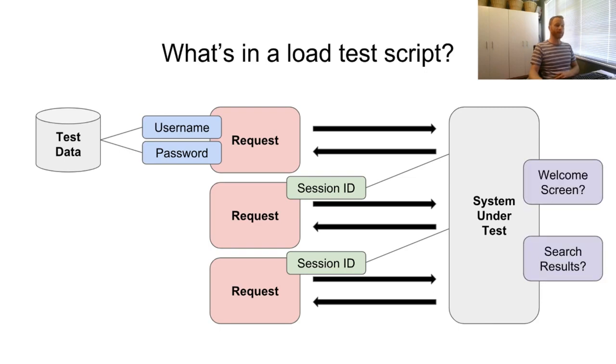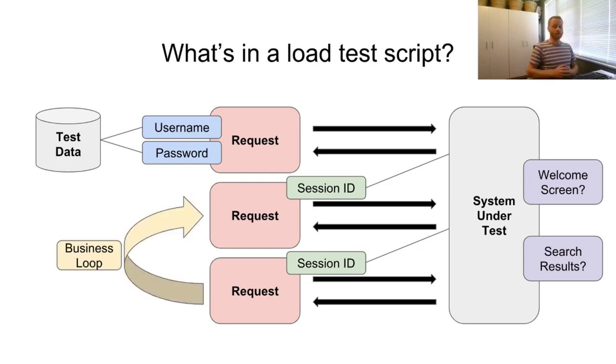We often also build in some kind of validation, functional validation. Is our test script doing what we expect it to do? So maybe when we log in, we expect to see a welcome screen. And if we don't see the welcome screen, we throw an error to say something's gone wrong, we didn't log in successfully. Or maybe we submit a search and we expect some kind of search results to come back from the server. And if they don't, we throw an error saying something's gone wrong. That's what functional validation is.